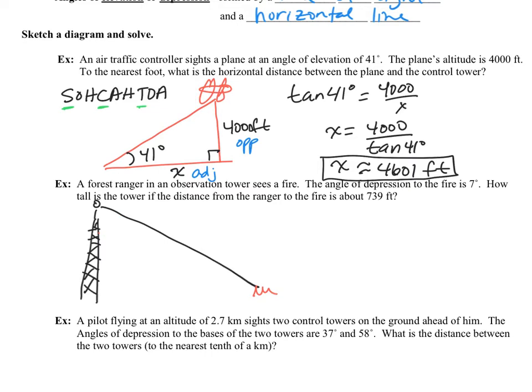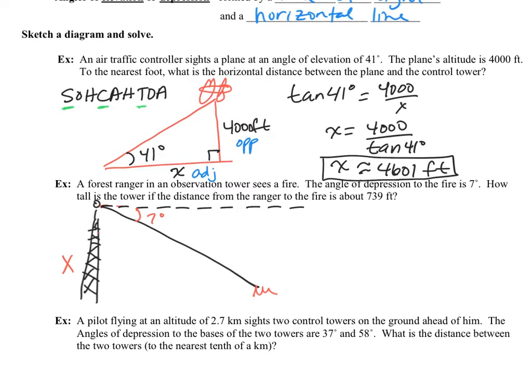What we have to do is actually draw a horizontal line. I usually make it a dotted line. So there's our horizontal line, the line that would be parallel to the ground. That is our 7-degree angle, okay? Now let's see what else we're given and what we're asked to find. It says, how tall is the tower? So let's call that measure x. How tall is the tower?